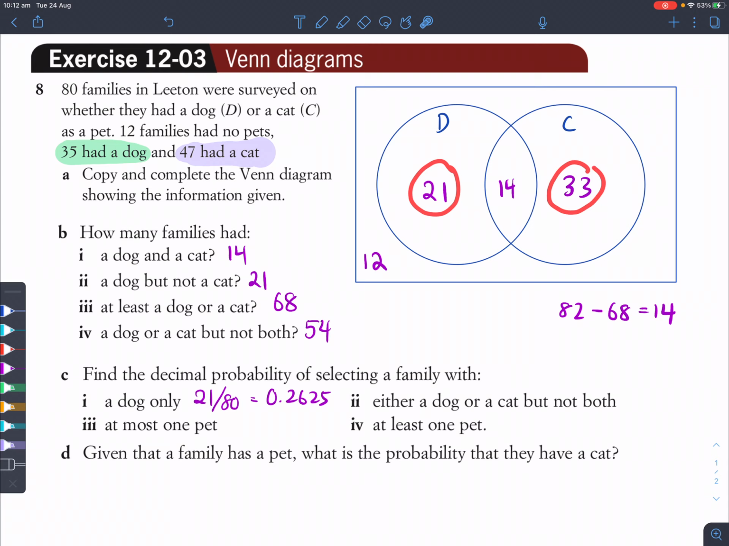Now, if they asked either a dog or a cat, but not both, it means that it's these numbers here, but not this one here. So that will be 54 out of 80. And if I type that on my calculator, I do get 0.675.